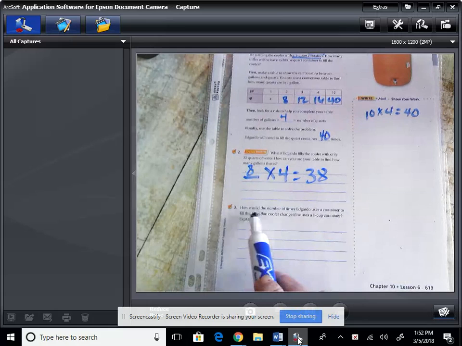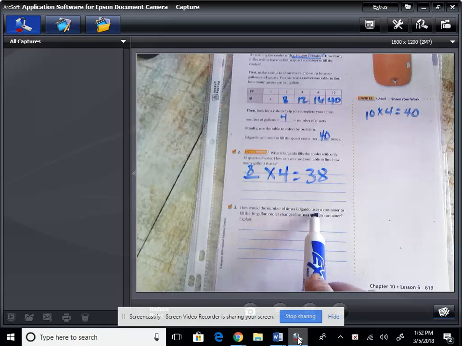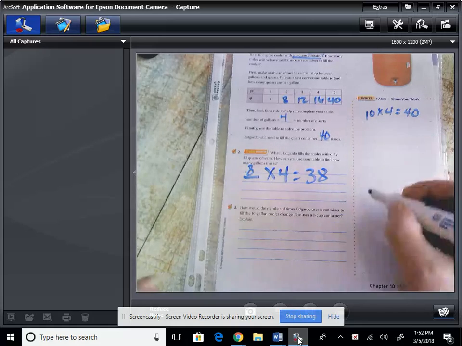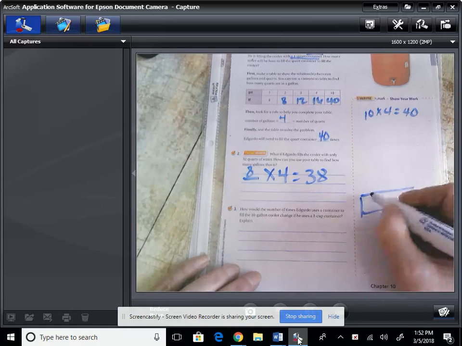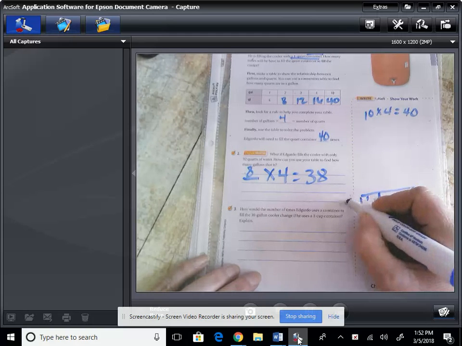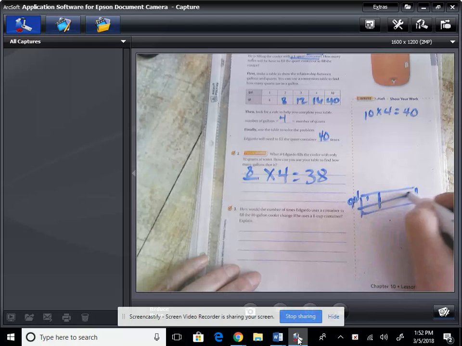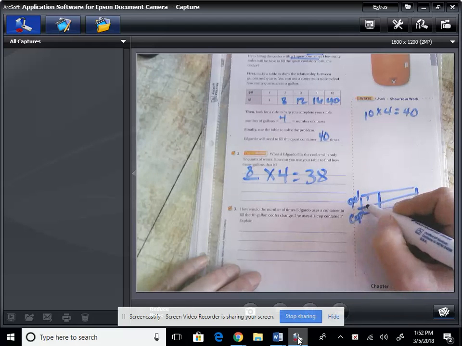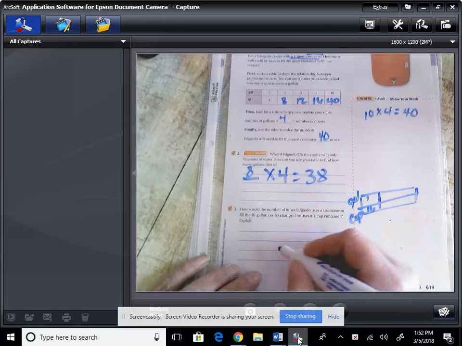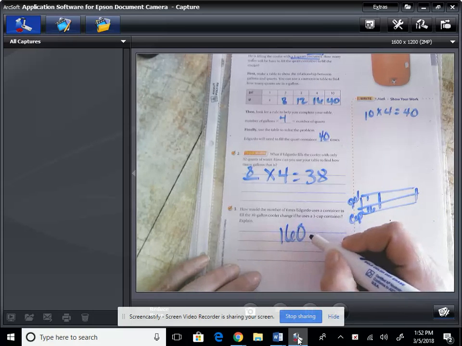Okay. How would the number of times Eduardo uses a container to fill the 10-gallon cooler change if he used a 1-cup container? Well, it's going to be a lot more, because I have to change my table to being 1 gallon is equivalent to how many cups? And we know there are 16 cups in a gallon. So it would be 160.